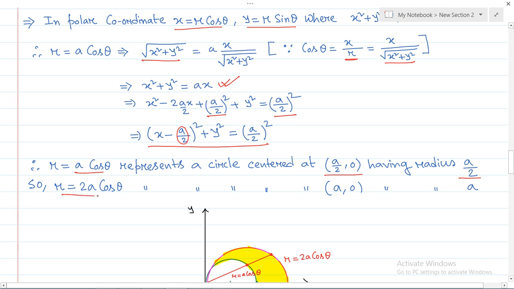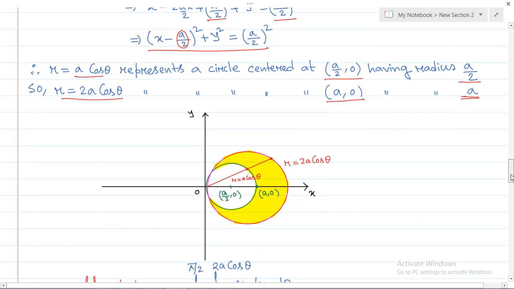Similarly, r equal to 2a cos theta also represents a similar circle, but the center will be changed. It will be centered at a comma 0 because the 2a is there, so it is getting doubled, and the radius is becoming a. So now we have to draw the circle.